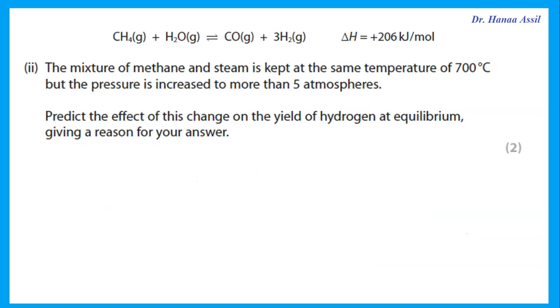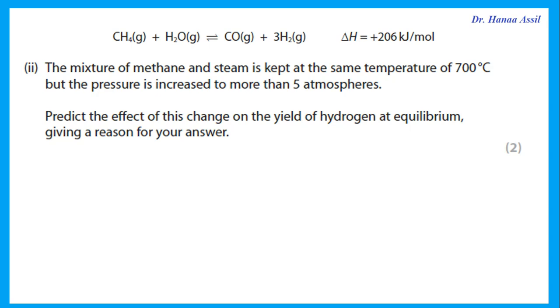What if the mixture of the methane and steam is kept at the same temperature, but the pressure is increased? Now the rule is increasing pressure, the reaction goes to the side with less number of moles. So if I increase the pressure here, will it go forward or backward? Well, going forward will make 1 mole of CO with 3 moles of hydrogen. That means a total of 4 moles. Going back, it will give 2 moles.